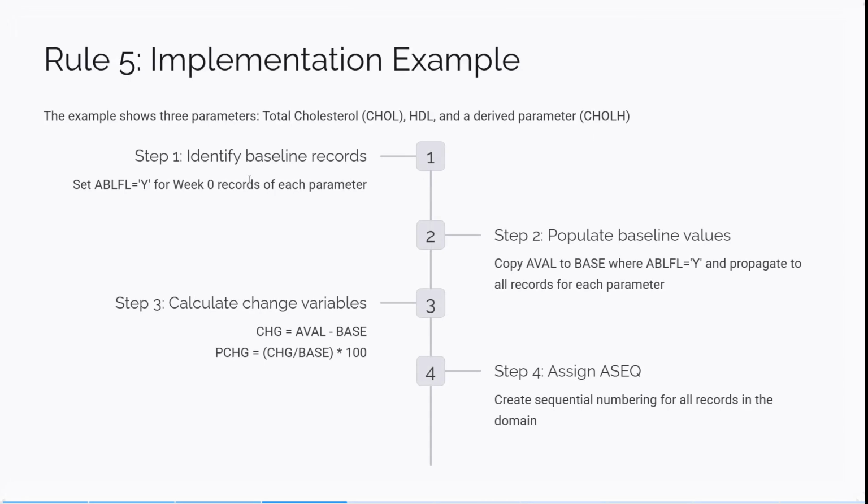So here, to identify the baseline record, ABLFL equals Y for the week 0 record for each parameter. Step 2, populate the baseline values: copy AVAL to BASE where the analysis baseline flag equals Y, and propagate to all records for each parameter. Next, step 3, calculate the change variable. CHG is AVAL minus BASE, and PCHG is change divided by BASE times 100. And step 4, assign the sequence variable.